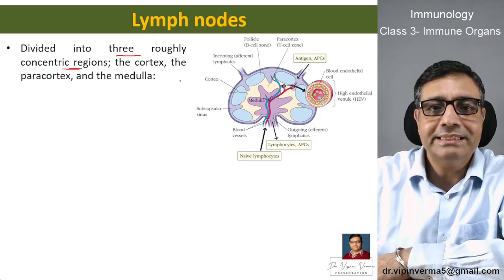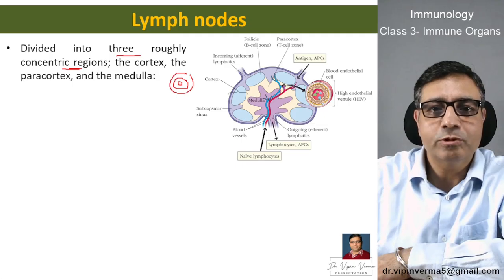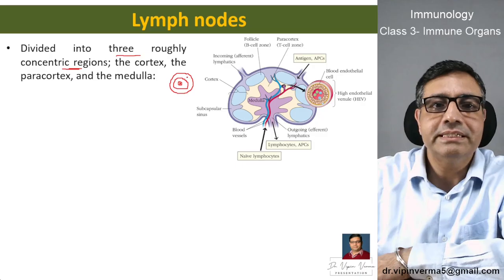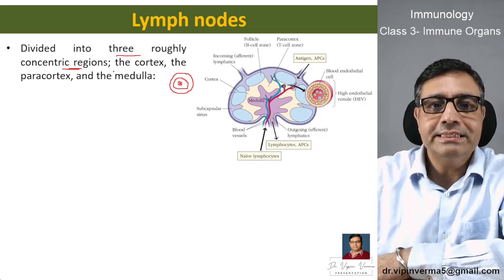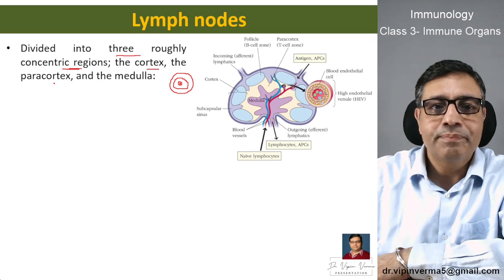Concentric means the center is the same. So this is the center, and this is one region. This is another region, and its center is also the same. And then it is a third region, also with the same center. So around the center we have one region, around the same center another region, and around the same center the third region. So we call them concentric regions. And these concentric regions are the cortex, the paracortex and the medulla.